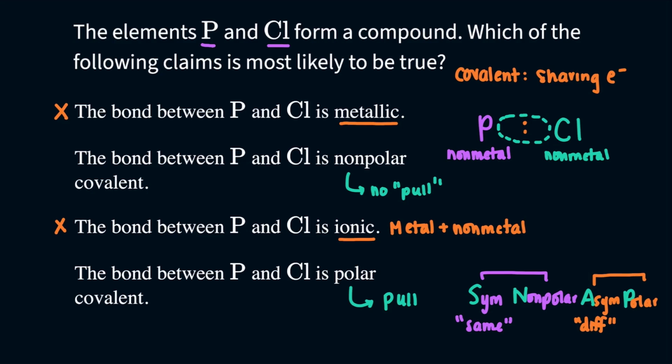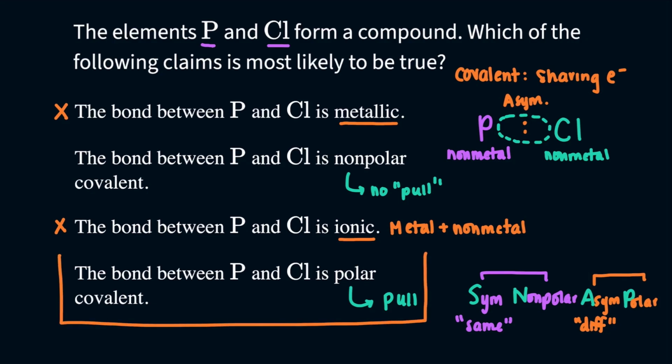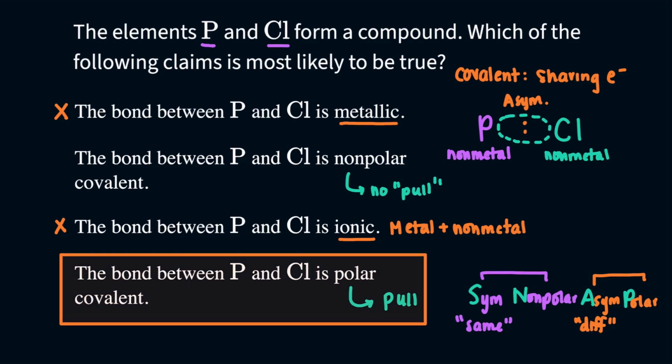So, since I have phosphorus and chlorine, they are different. These are asymmetrical. And by general definition, asymmetrical is always a polar covalent bond. So, by that, we could claim that the bond between phosphorus and chlorine is polar covalent.